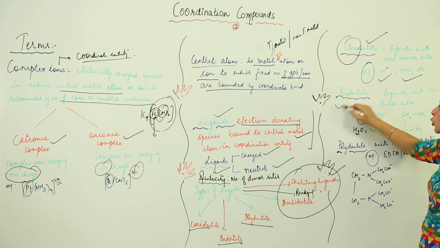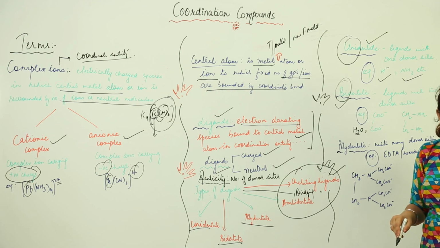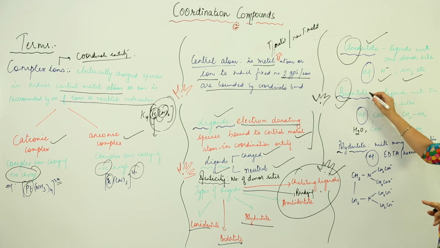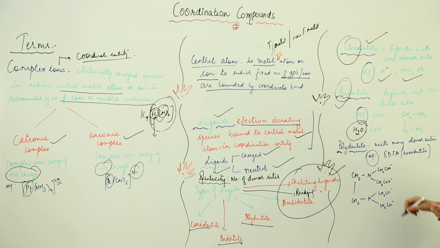And if it has 2, as the name suggests, bi means 2, if it has 2 lone pairs, or 2 donor sites, then it is bidentate. As you know, water has 2 lone pairs on oxygen. This is the oxalate ion. So likewise you can have many more.